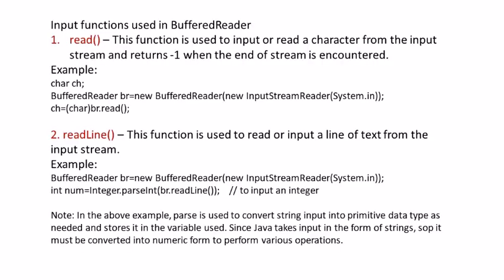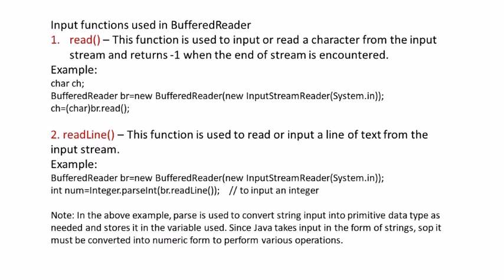Now the input functions used in BufferedReader. First is the read function. This function is used to input or read a character from the input stream and returns -1 when the end of the stream is encountered. For example, char ch. We have declared a BufferedReader object br, and then through br we have called the read function, br.read, typecasted into character and stored in the variable ch.